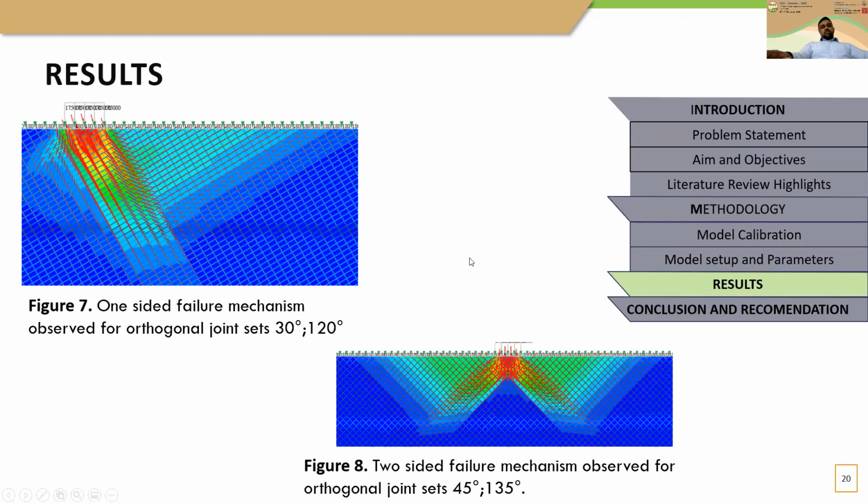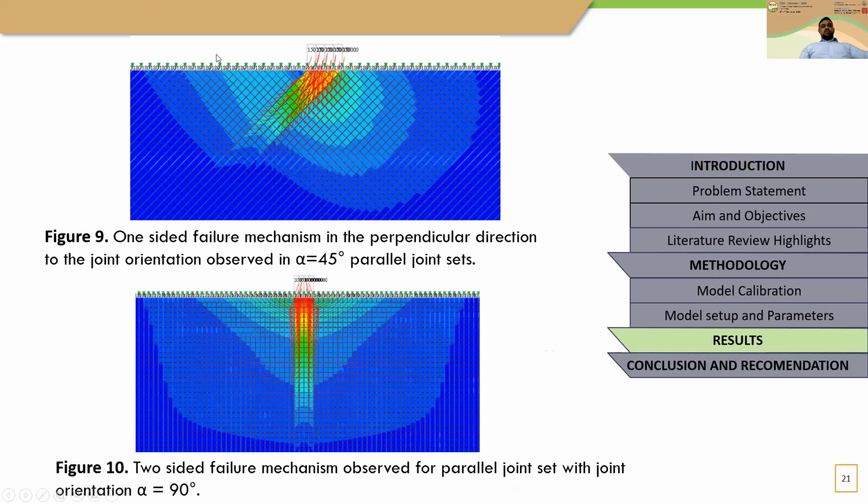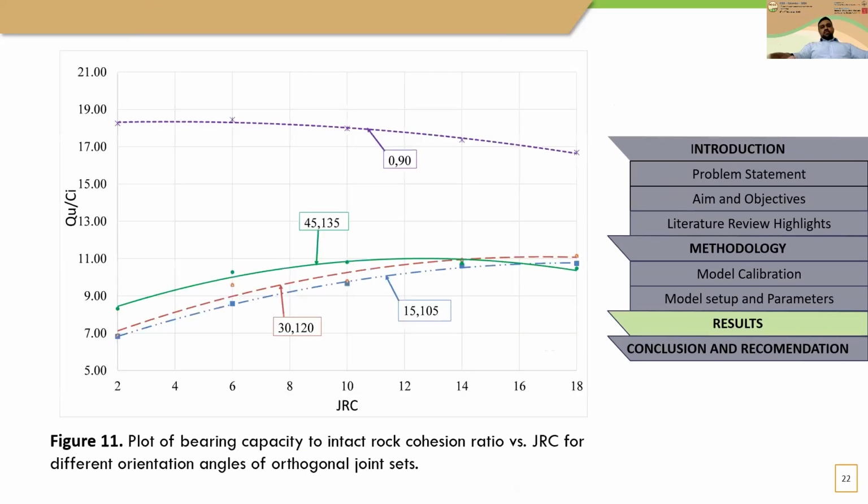So when it comes to the results, you can see that the one-sided failure mechanism similar to Imani et al. has been observed for 30, 120, 45, 55, and 135. You can see a similar two-sided failure mechanism. And for 45 degrees, similar to Imani et al., alpha equals 45 parallel angles, we see the one-sided failure mechanism. Imani et al. did not consider the angles of 0 and 90 degrees because of the inequality that he formulated. But we have observed a two-sided failure mechanism when it comes to the jointed rock masses.